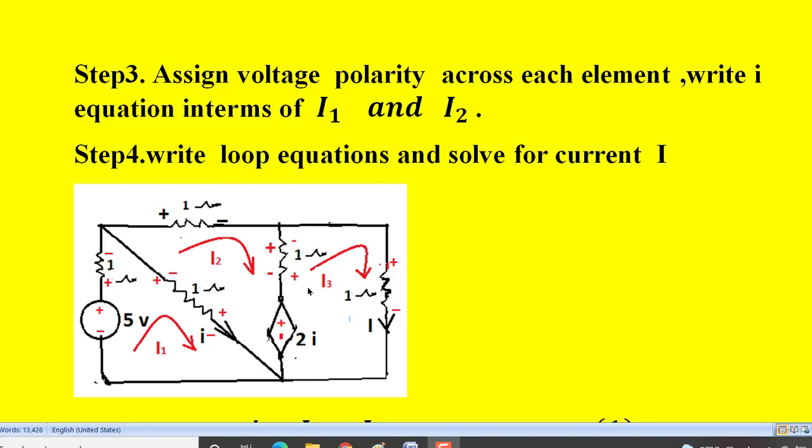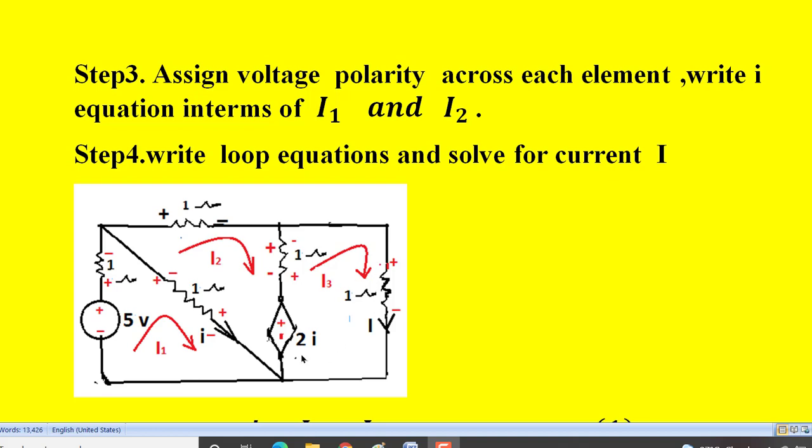Next, coming to the third loop, here I3 is flowing in the clockwise direction. Let us decide the voltage polarity across the elements. Let us say I3 is entering this 1 ohm resistor. So this is a passive element. So for current entering the passive element, we say this is plus, and leaving the passive element as negative, like this.